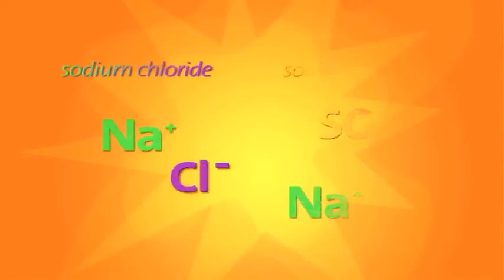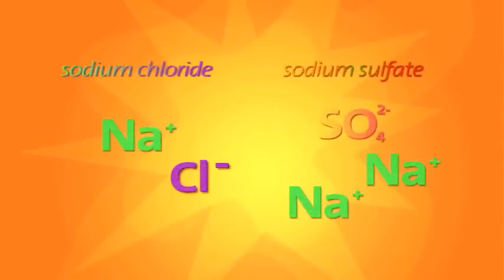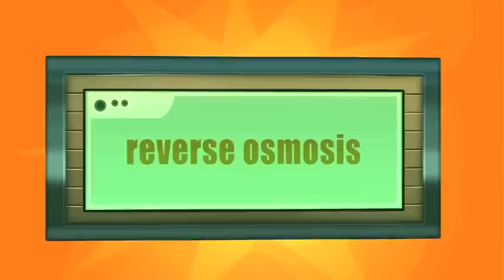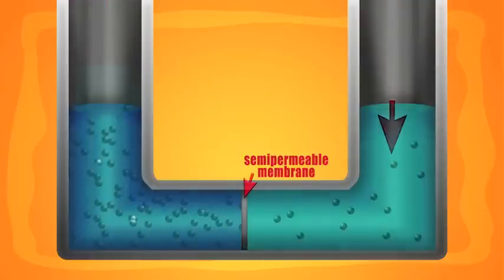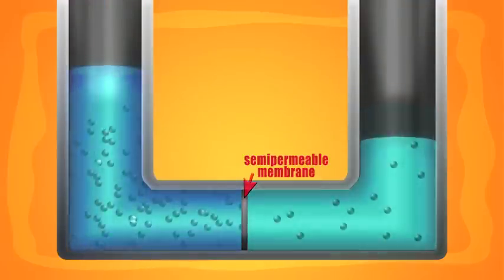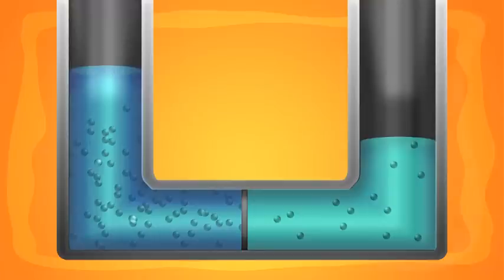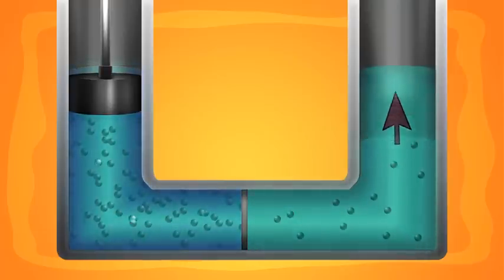The third step in wastewater treatment is filtration. After biological treatment, inorganic salts like sodium chloride and sodium sulfate remain in the water. These salts can be removed using filtration techniques such as reverse osmosis. Osmosis is a process in which water moves through a semi-permeable membrane that allows water, but not the salts it contains, to flow from an area of low solute concentration to an area of high solute concentration. This process doesn't require any energy. Reverse osmosis, on the other hand, uses pressure to force water to move in the opposite way.